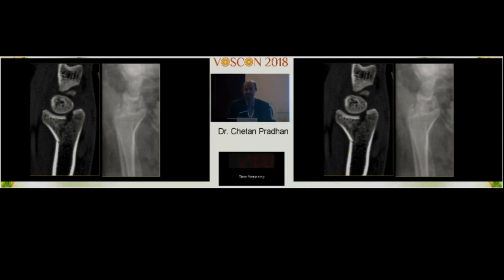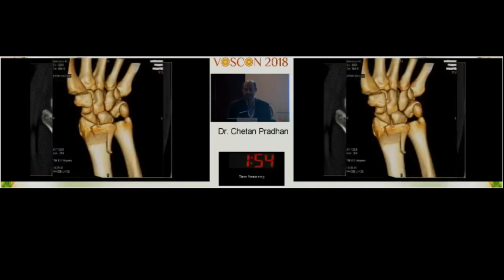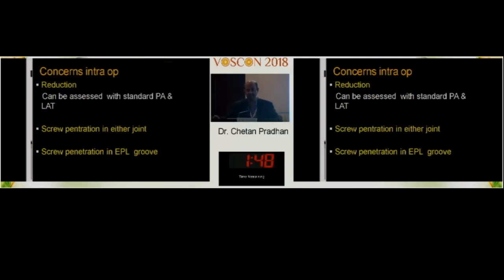We are talking of 2 millimeter incongruency, and look at this. So there was a die-punch fragment, and a CT scan revealed that it was not really reduced and had to be revised. So what are our concerns intraoperatively?